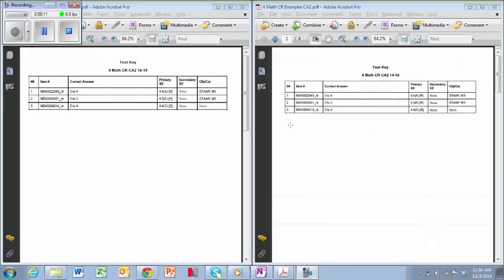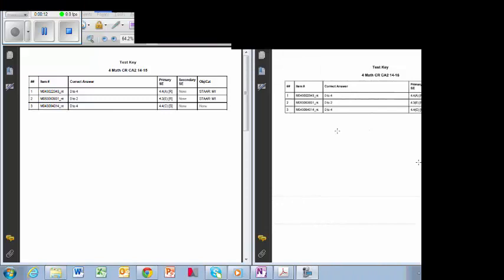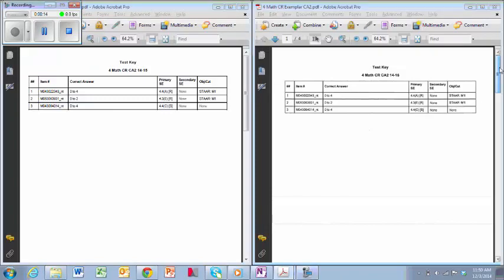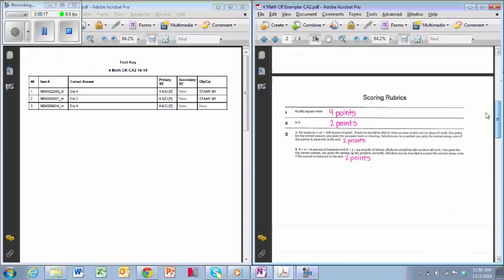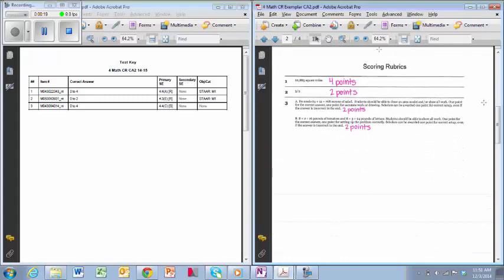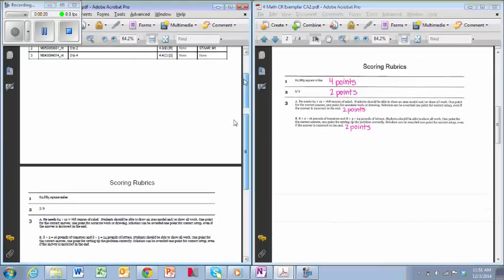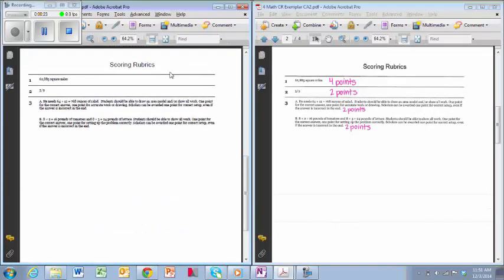If you open up the exemplar response, you'll find the test key. I will leave that open on the left-hand side, and on the right-hand side, I will show you the exemplar response. The next page will show you the scoring rubric, which I'll also show you on this side. The points are 4, 2, and 4 for the 3 questions on the constructed response.